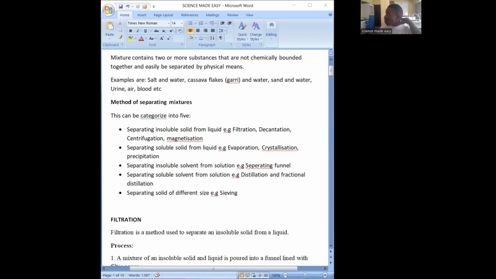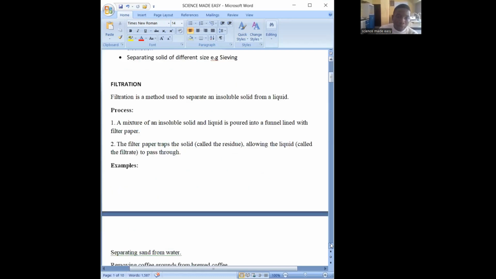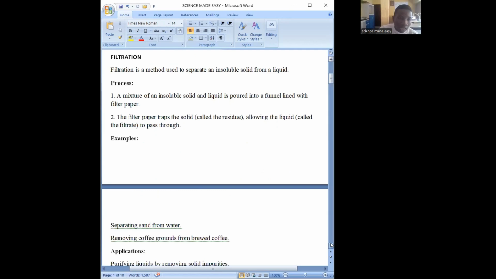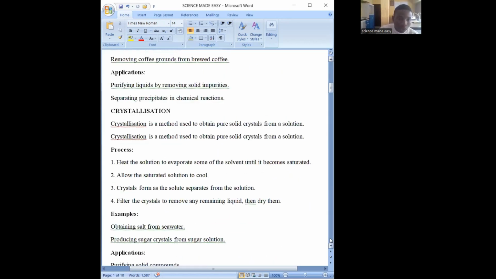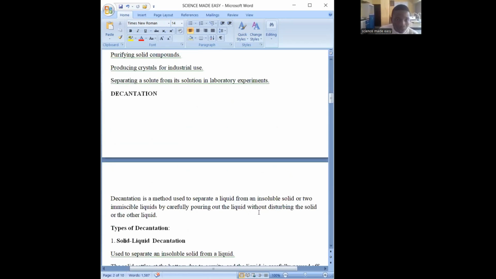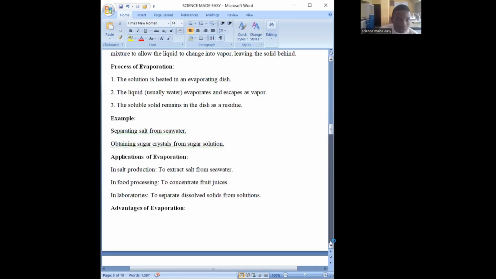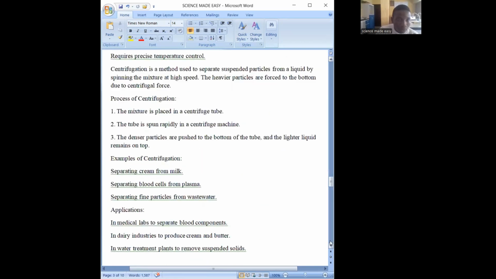We also have the centrifuge, which is used in hospitals, usually to separate something like blood plasma from blood. I've explained filtration and decantation, so let's move to centrifugation. In centrifugation, you separate suspended particles from a liquid by spinning. For example, you want to separate your blood cells from plasma.